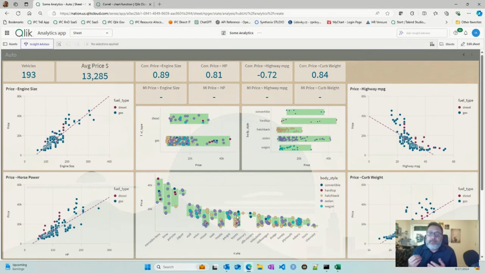So basically, mutual information is a measure of how much information. Let's say I want to calculate mutual information between price and engine size. So how much information about price can I get if I only have the engine size? In other words, how much entropy can I reduce in price if I know the engine size? That's mutual information. The formula is also very simple to implement.